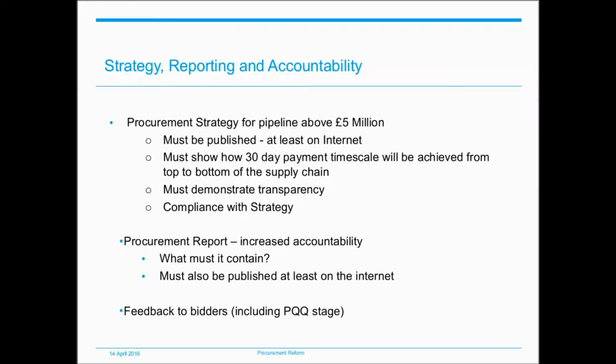The Act itself sets out a number of requirements which the strategy must deliver, including, for example, showing how the authority will ensure that a 30-day payment timescale will be achieved from the top to the bottom of the supply chain. This in particular is interesting as one of the complaints often raised by SMEs in relation to public procurement, who are often at the bottom of the supply chain, relates to cash flow, as payment timescales previously tended to increase as you moved down the supply chain. This requirement will clearly seek to address those concerns.